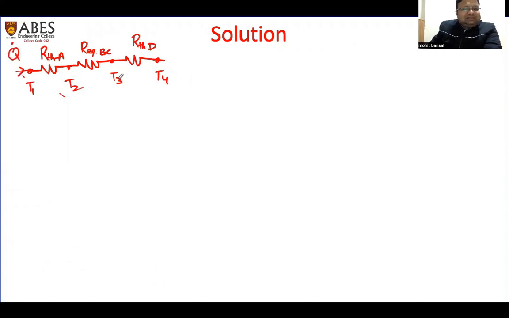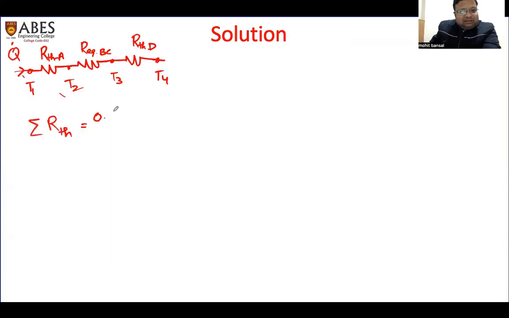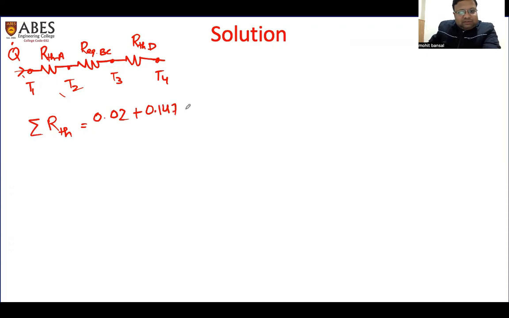Now these three resistances are in series, so it will be much easier to calculate the cumulative thermal resistance in a single equation. That will be just the summation of thermal resistance of A, thermal resistance of sections B and C, and thermal resistance of D. So in totality, we just add these thermal resistances: A, which was 0.02, plus the equivalent resistance of B and C, which comes out to be 0.147, and the thermal resistance of section D, which is 0.1. So it comes out to be 0.267.